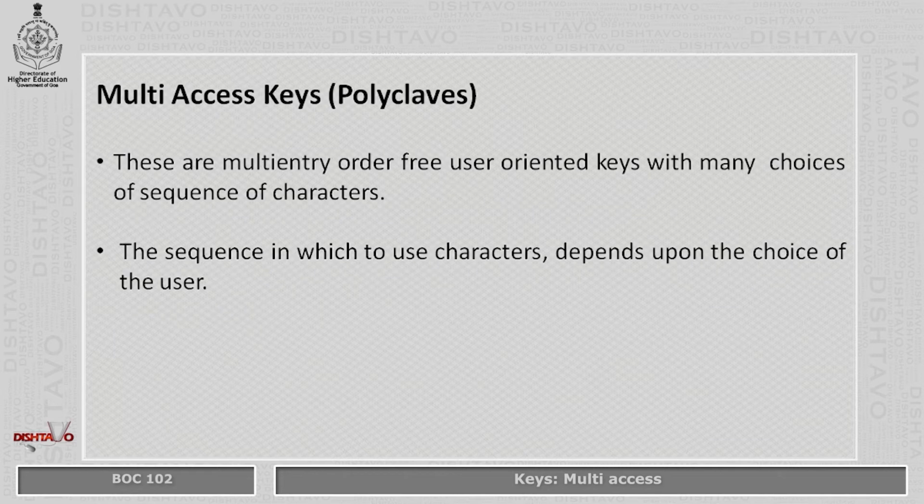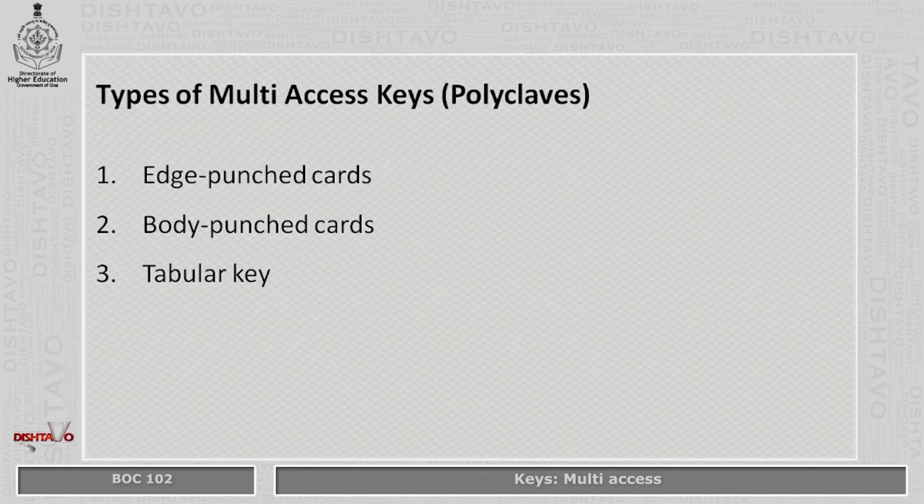Multi-access keys are also referred to in some taxonomic literature as polyclaves. These are multi-entry, order-free, user-oriented keys with many choices of sequence of characters. The sequence in which to use characters depends upon the choice of the user. Coming to the types of multi-access keys: edge punch cards, body punch cards, and tabular key.